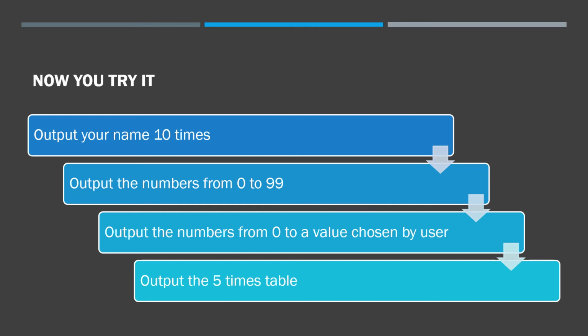So write a program that will output your name 10 times, one that will output the numbers from 0 to 99, and one that will output the numbers from 0 to a value chosen by the user. And finally, see if you can write a program to output the 5 times table. On the next slide, I'm going to show you that. So if you want to prove that you can do it without seeing the answer, have a go now. Press pause.